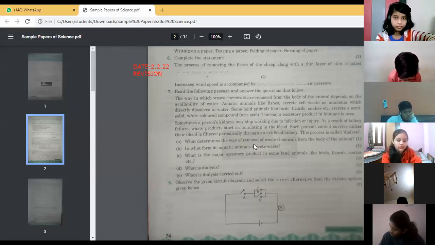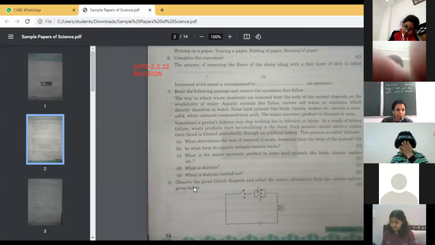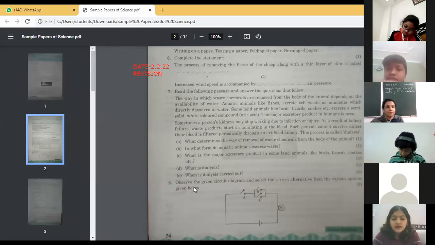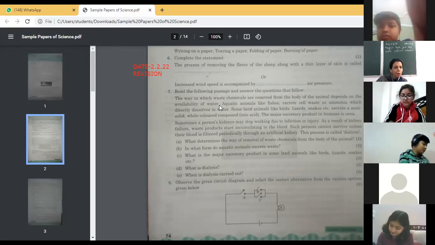Okay, children. So already you have read this paragraph in the chapter. Your question number 1 is, before speaking, kindly raise hand. What determines the way of removal of waste chemicals from the body of an animal? So what is the reason behind it? Yes, Nabil, you have raised hand. Mahi, you know the answer? Availability of water. Like children, read the first line. The way in which waste chemicals are removed from the body of the animal depends upon the availability of water. So first answer, I hope it's clear, is given in the first line.